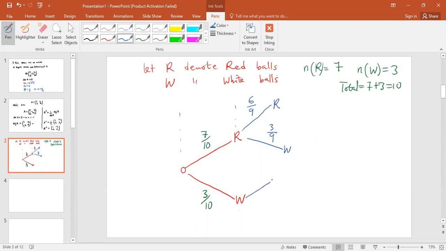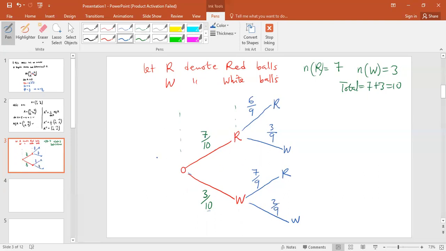Then let's have another stem on the other end here. So we have red and we have white. Equally here, if we picked the white ball and we are to pick the second red, the total for red is not affected, still 7, but the overall total, since it's without replacement, 10 will be affected, so it will be over 9. Then if we picked white, it means the total will be 2 over 9.